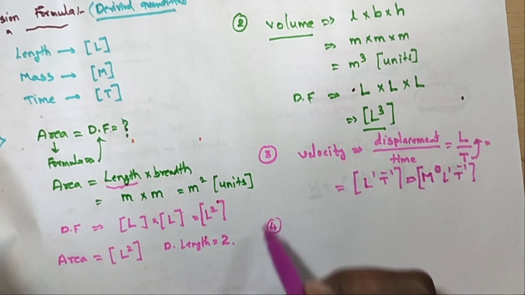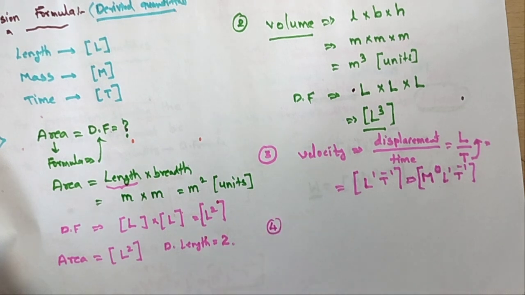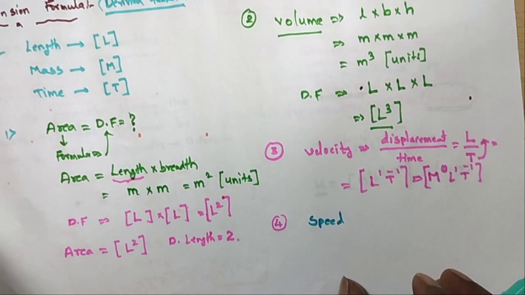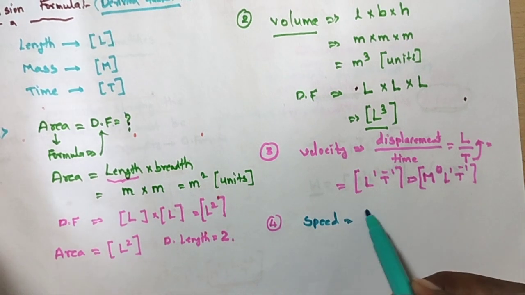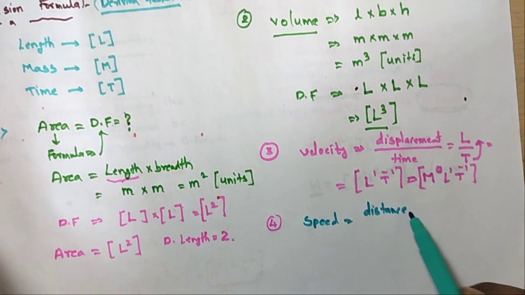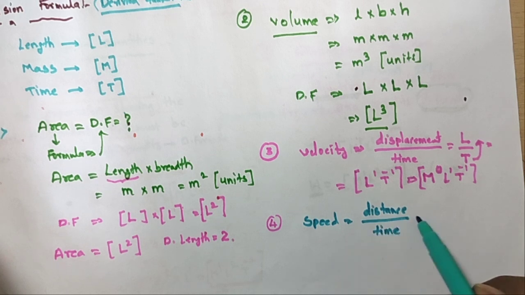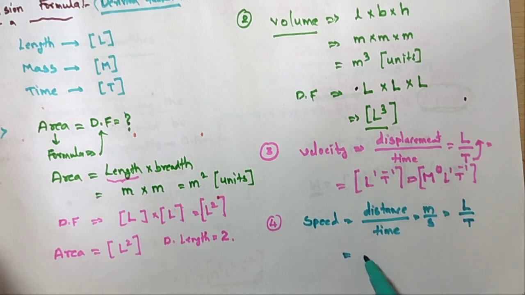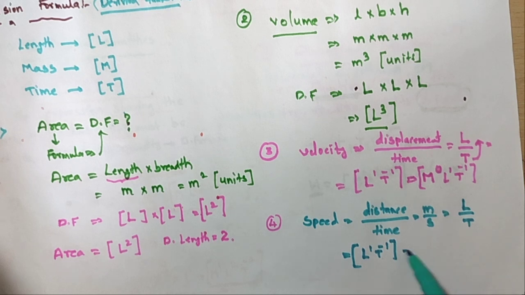And let us take the fourth one, suppose speed. What is the formula of the speed? The speed is equal to distance by time. So distance, meter per second. The measurement of distance is L and time is T. So what is the dimensional formula? L1 T power minus 1. What is the total dimensional formula including the mass? There is no mass component. M power 0, L power 1, T power minus 1.